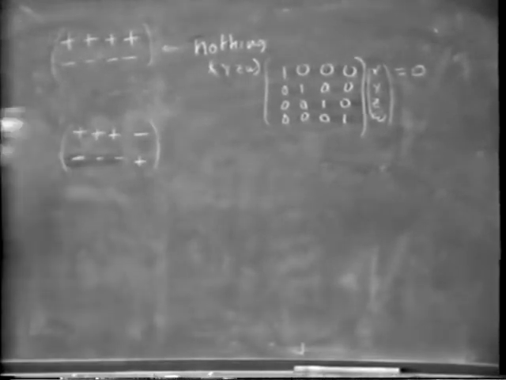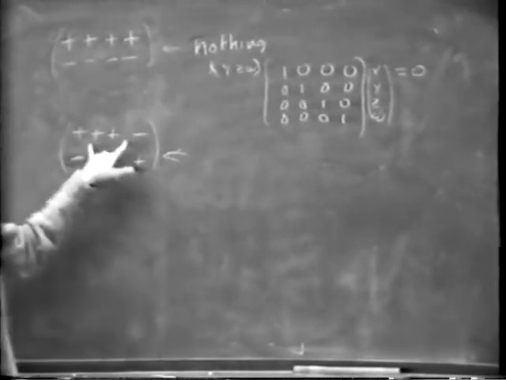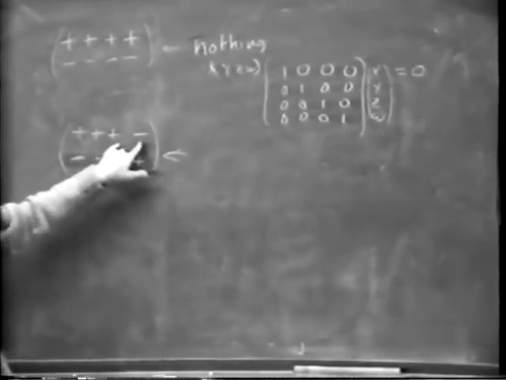Next case is 3 plus and 1 negative, or 3 negative and 1 positive. And for example, the sphere that we started out with a little bit ago had 3 positive and 1 negative eigenvalue.